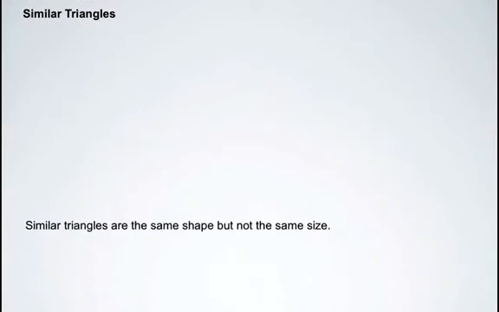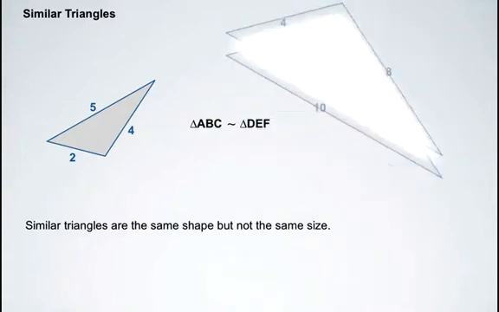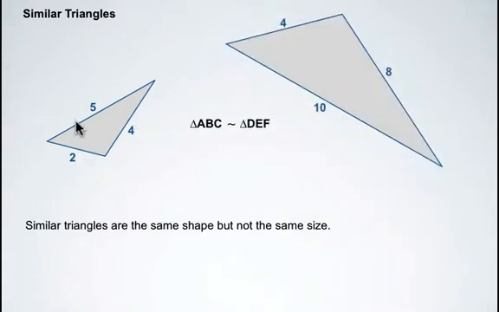Let's take a closer look at similar triangles. We can see that similar triangles are the same shape but not the same size. And we have two triangles here. First one will be triangle ABC. You can see the side lengths identified on triangle ABC. And we've got triangle DEF over here. Again, side lengths are identified.